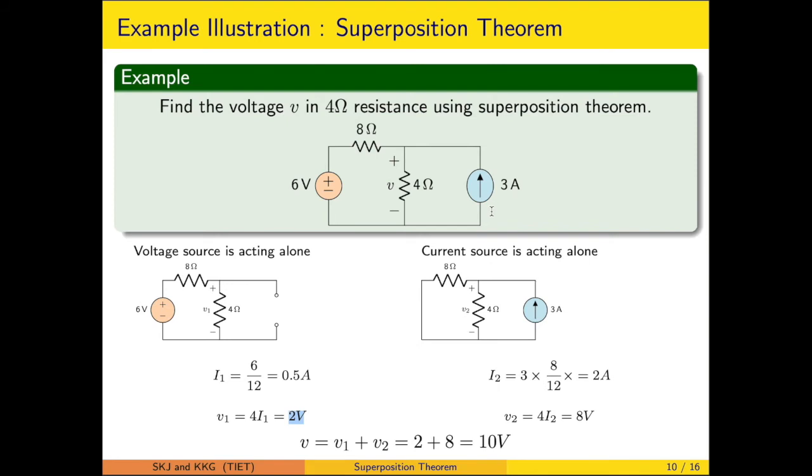When the current source is acting alone, the voltage source is short circuited. This is working as a current divider. The division of current takes place, and you will be able to calculate the current through this resistance, and the voltage across that is calculated. Finally, when we apply the concept of superposition, we get the value of 10 volt. The same you can validate by the nodal method or any other method of your choice.